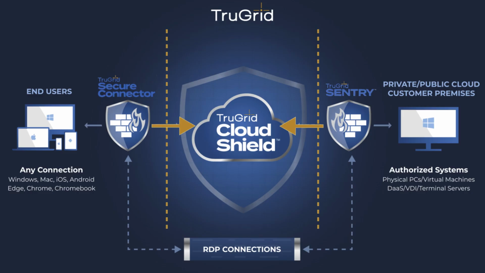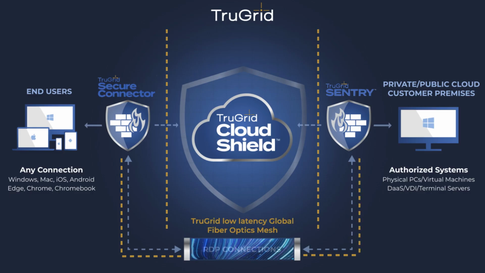After a user is duly authenticated, Cloud Shield fetches their assigned remote desktops and apps and displays them inside the Secure Connector. When the end user clicks to connect to a remote desktop or app inside the Secure Connector, Cloud Shield automatically creates a connectivity mesh between the end user and the remote system. The RDP connection is created over TruGrid's fiber optics nodes, which are located globally.